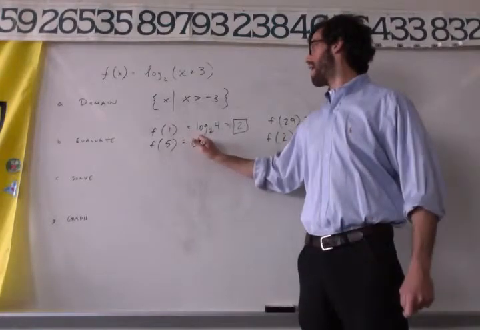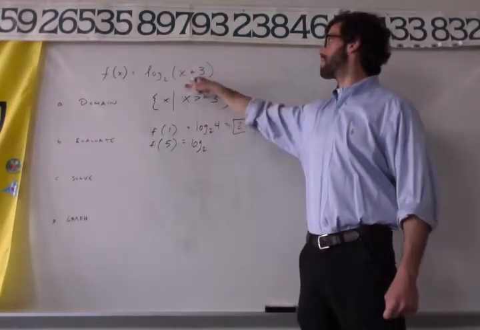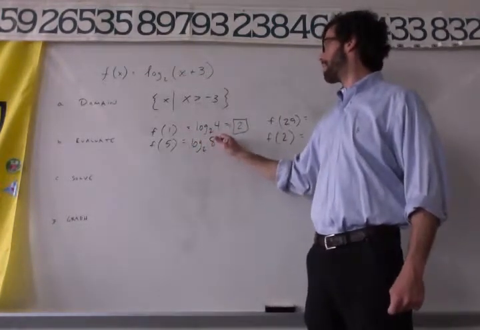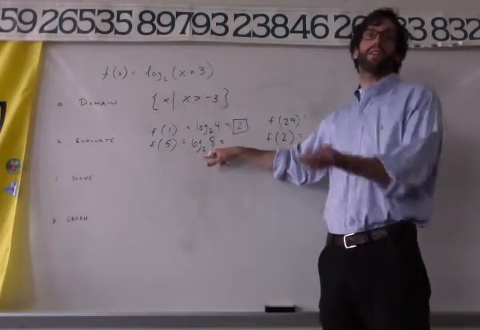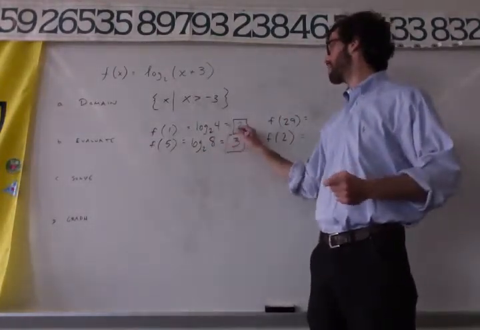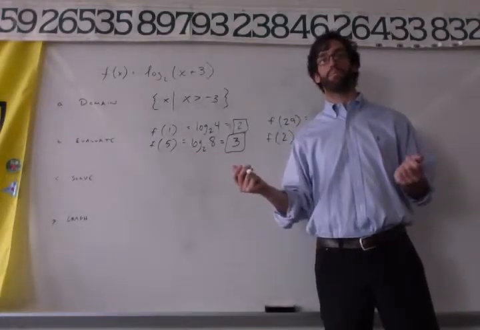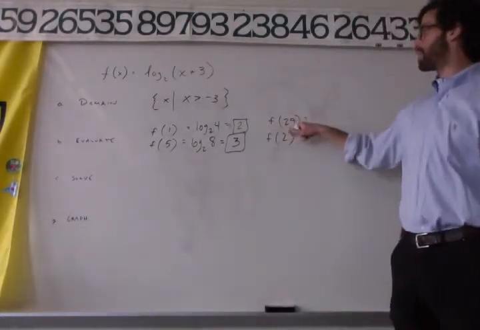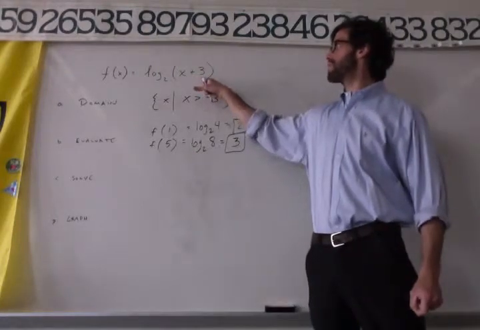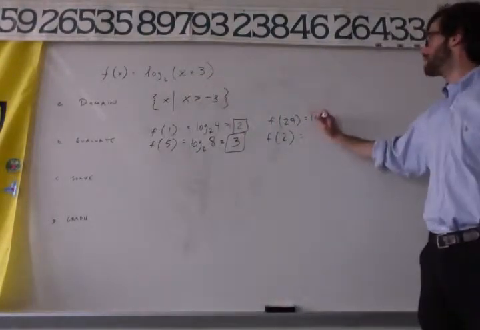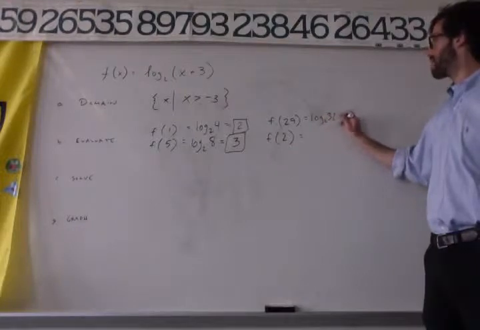This one, we plug in 5. Log base 2 of 5 plus 3 is 8. Log base 2 of 8, that means what power of 2 gives us 8? The answer is 3. Right? Evaluating is pretty easy. Once you know what a logarithm is, what it means, you can do these pretty quickly. F of 29, 29 plus 3 is 32. Log base 2 of 32, as you know, that's just 5.